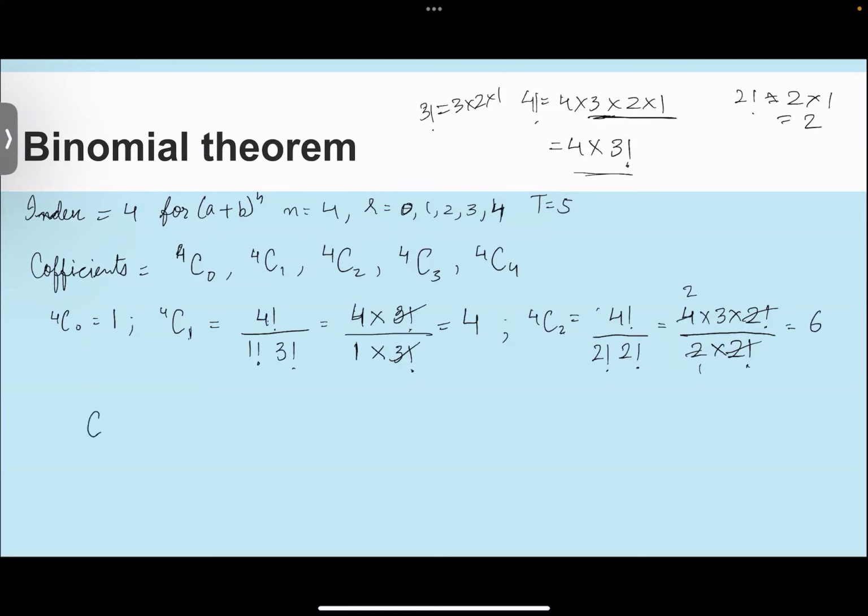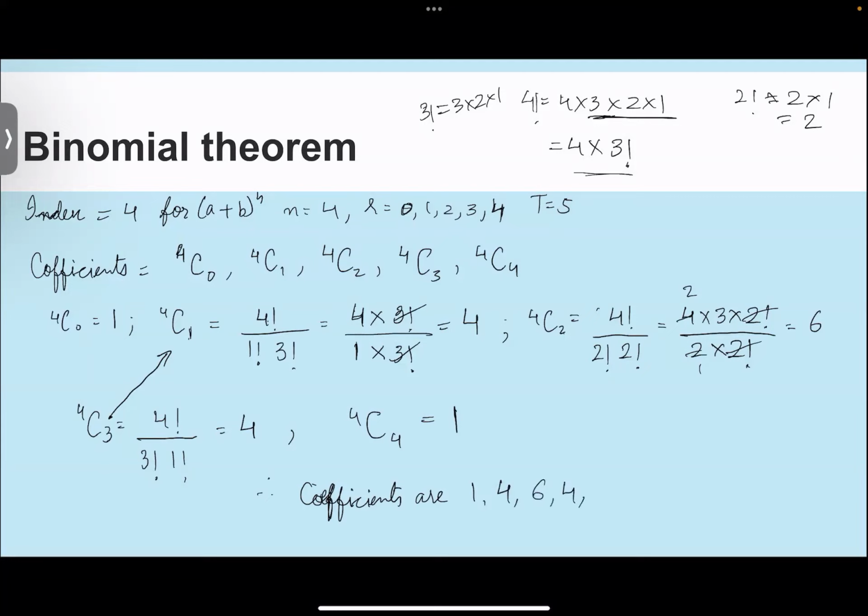Okay, and then the fourth term would be 4 factorial upon r factorial, so that is 3 factorial, and 4 minus 3 factorial is 1 factorial. Now you see this is similar to the form of 4C1. For 4C1 we had got 4, so in similar ways 4C3 can be written as 4. Okay, now the last one you have is 4C4. Because your n is equal to r, this will become 1. So therefore, the coefficients are 1, 4, 6, 4, 1.